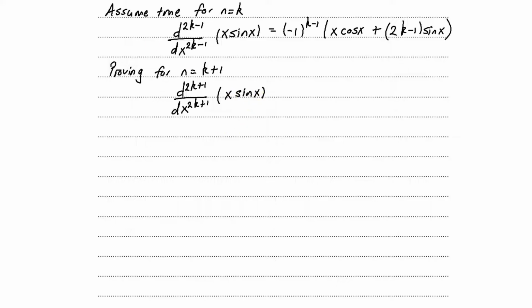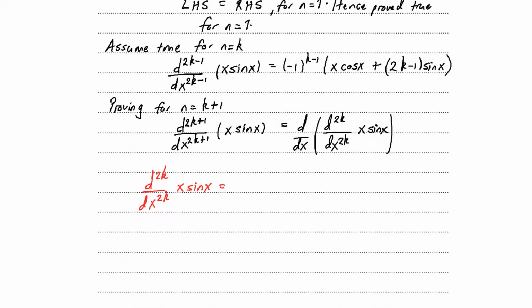So here, you need to understand that what we have right here now is the same as saying d by dx of d to the 2k over dx to the 2k of x sine x. Which means that to simplify this, we are going to need to find first d to the 2k over dx to the 2k of x sine x. And how can we find it? If you look at the assumption that we have here, we have it in the form d to the 2k minus 1 by dx to the 2k minus 1. So if we would want d to the 2k, we can differentiate the assumption, which is d to the 2k minus 1 over dx to the 2k minus 1 of x sine x, like this.